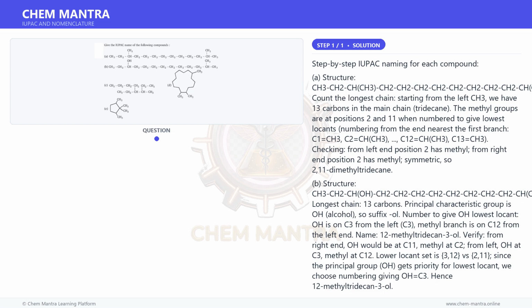Step by step IUPAC naming for each compound. A. Structure: CH3, CH2, CH, CH3, CH2, CH2, CH2, CH2, CH2, CH2, CH2, CH, CH3, CH3. Count the longest chain, starting from the left CH3. We have 13 carbons in the main chain, tridecane.